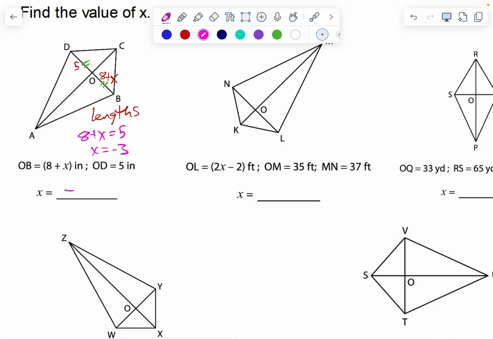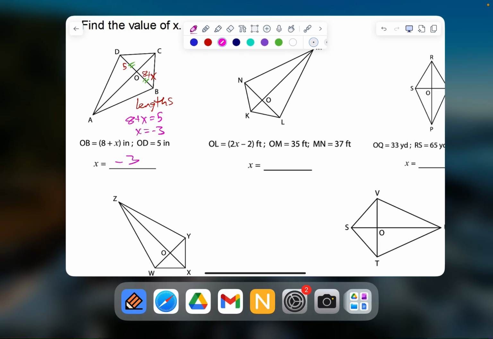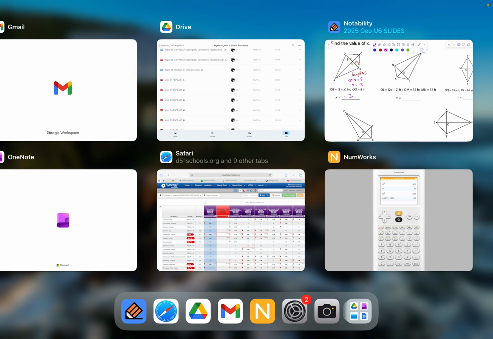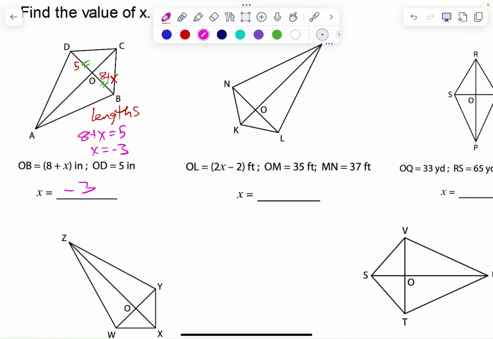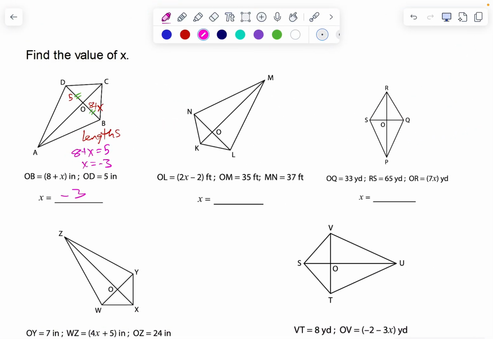X equals -3. Wait a minute, I thought we said we can't have a negative. Actually, that's not what I said. What did I say? Can't have negative lengths or angles. Does that happen in this one? No, we're safe. But just keep in mind, though, that you do need to check.